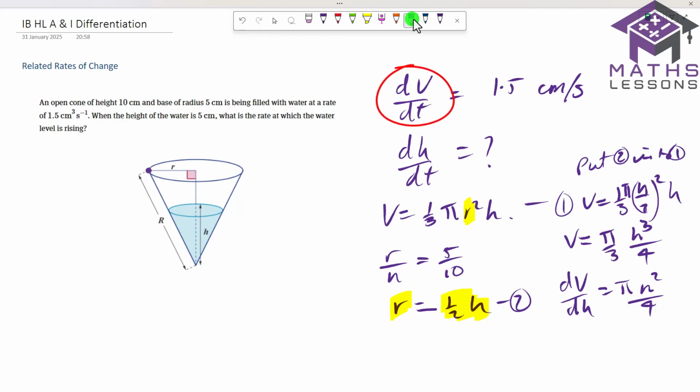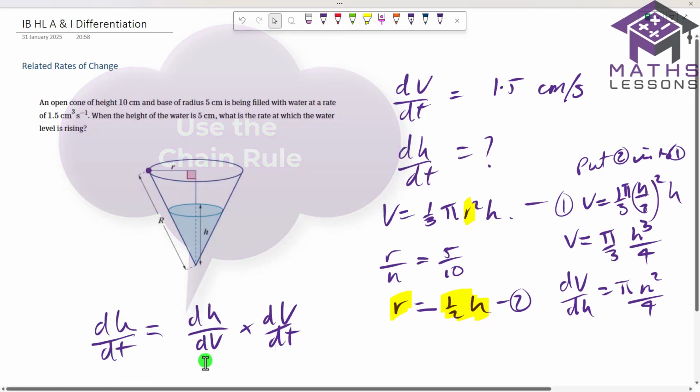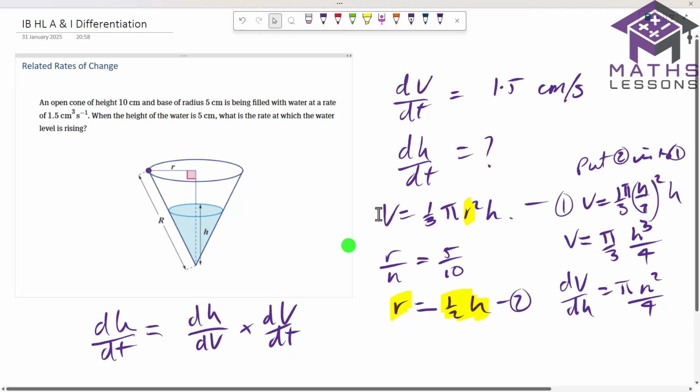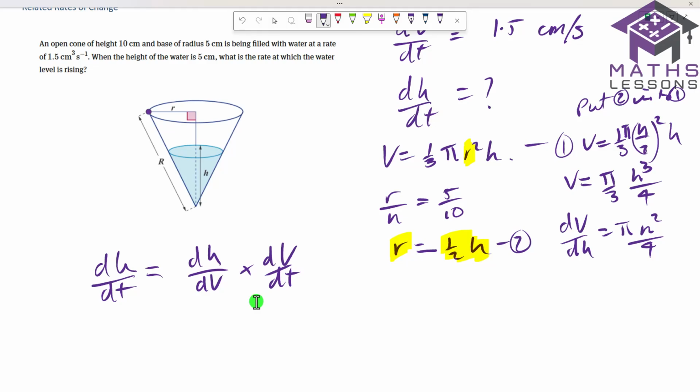Now we've got dV by dt, dH by dt, and dV by dH. So we can use the chain rule to find dH by dt. dH by dt will equal dH by dV times dV by dt. Using the chain rule, dH by dt is equal to dH by dV times dV by dt. Let's replace the dH by dV: dH by dV is going to be 4 over pi h squared, times dV by dt, which is 1.5 centimeters cubed per second. That gives us our dH by dt.